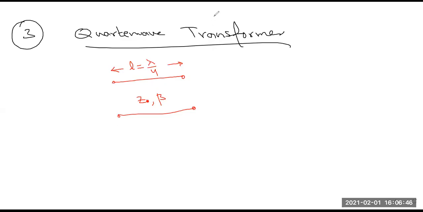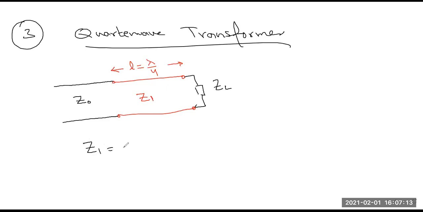So let me correct this one. If you remember, we represented the characteristic impedance of the quarter wave transformer by Z1. Depending upon what is connected to the input, if the input transmission line, the transmission line that we want to match, has a characteristic impedance of Z0, and the load that we want to match is, let's say, ZL, we have already proved that in order to provide matching, Z1 must be equal to the square root of Z0 ZL.